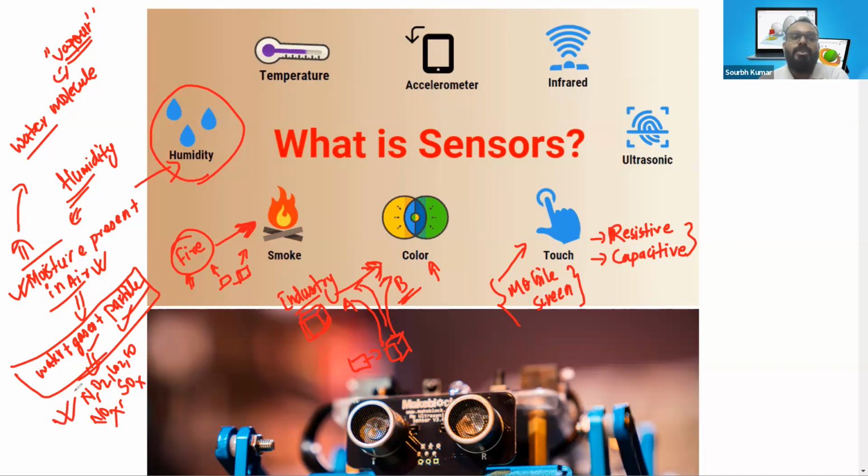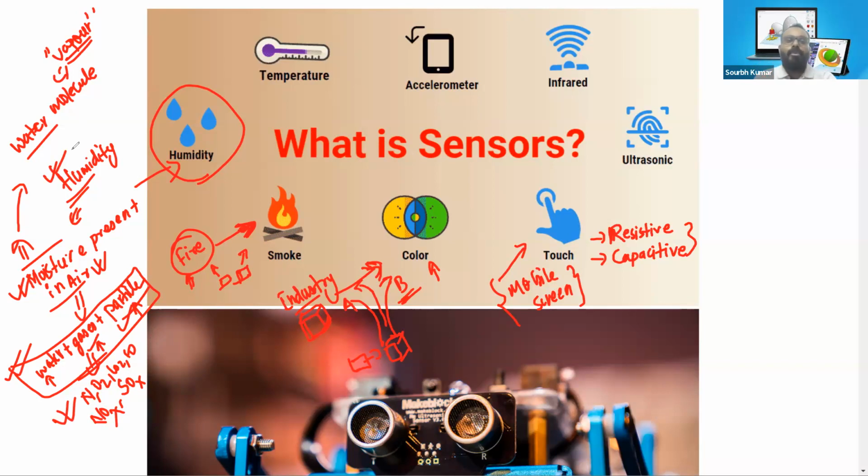So apart from these, we do have several pollutants in the air itself, but basically the air is composed of three things. First one is the water, second one is the gas, and third one is the particles, like loose particles or grain particles or pollen grains, and so many things. So humidity is all about the content of moisture present in the air, how much amount of water moisture is present in the air itself.